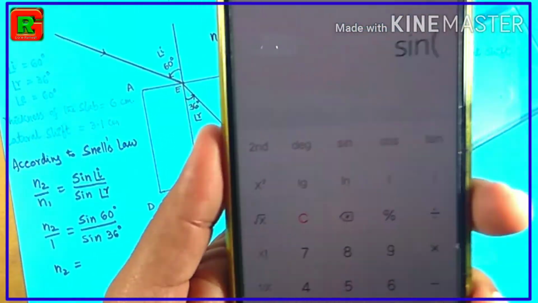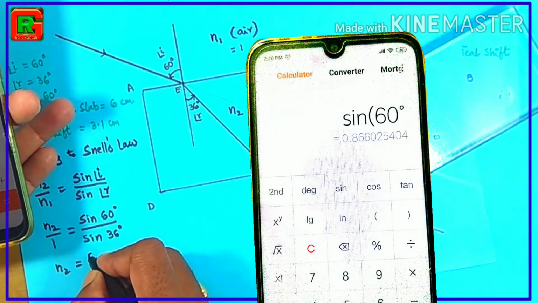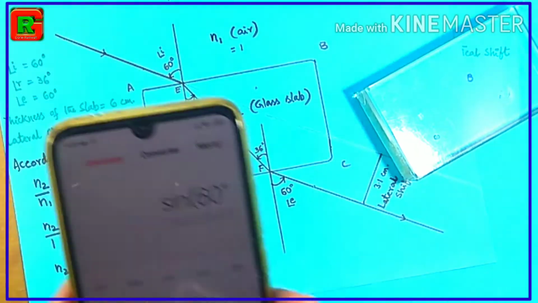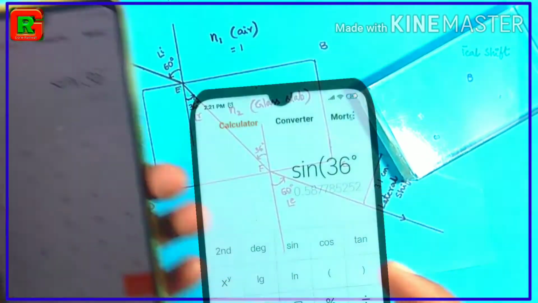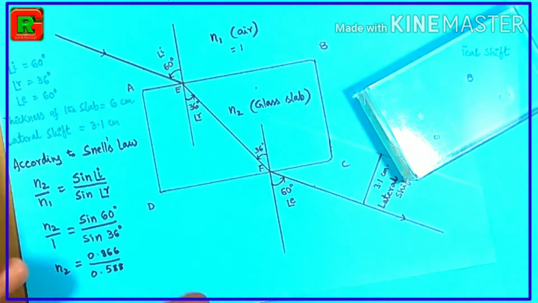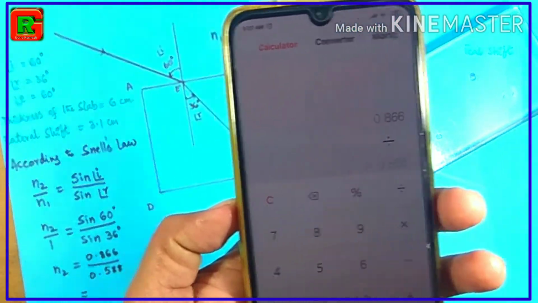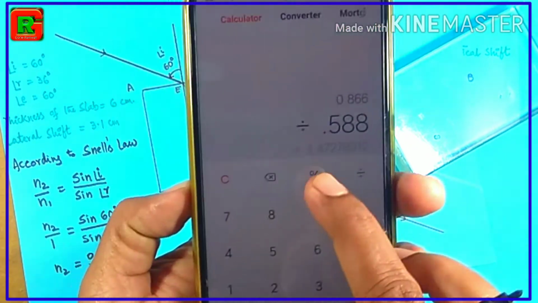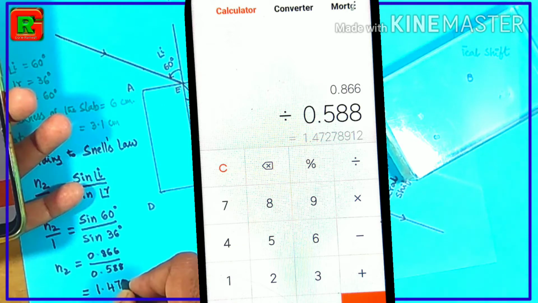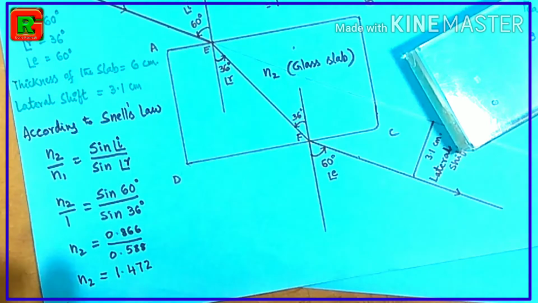Sin 60 is 0.866, by sin 36. Sin 36 is equal to 0.588. That is equal to 0.866 divided by 0.588. That is 1.472. So N2 is equal to 1.472.